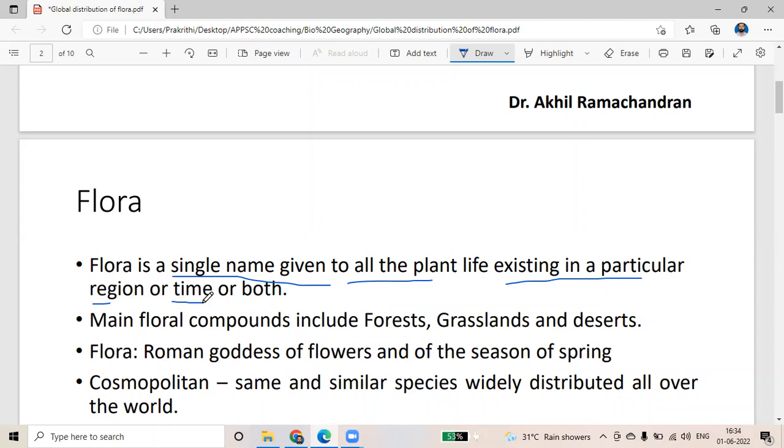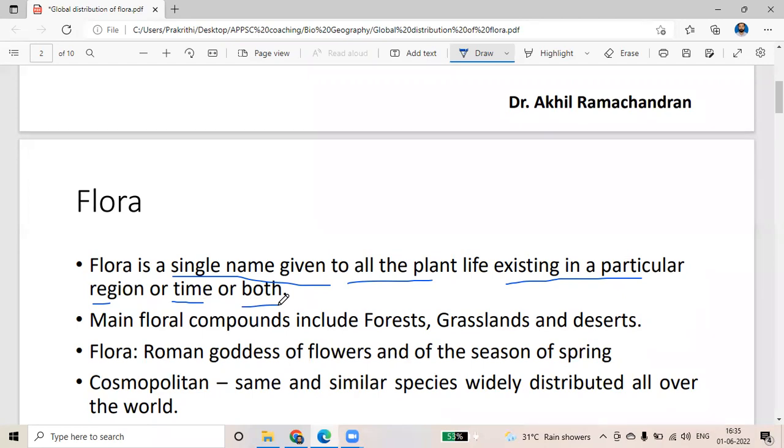अभी पुराना वो ancient time में कौन सी plant था, medieval time में कौन सी था, अभी recent time में कौन सी plant है, these all vary. तो ऐसे region, अभी tropical region में कैसा है, temperate region में कैसा है, polar region में कैसा है, or the combination of both the region and the time, that is called flora. So इसके global distribution of all the plants of regions, that is what we are going to discuss today.